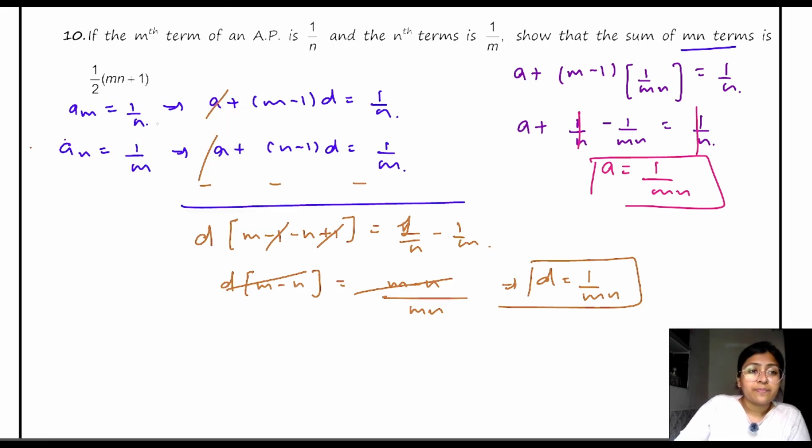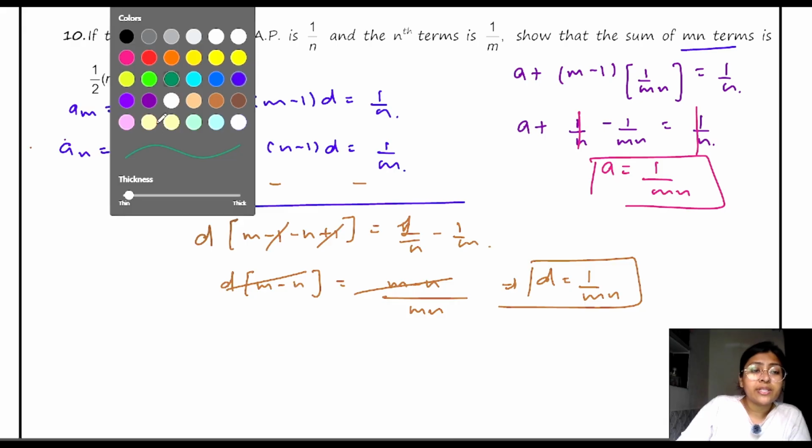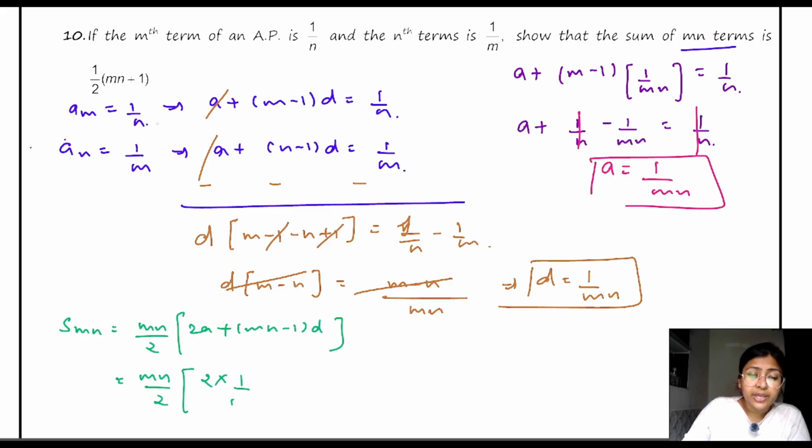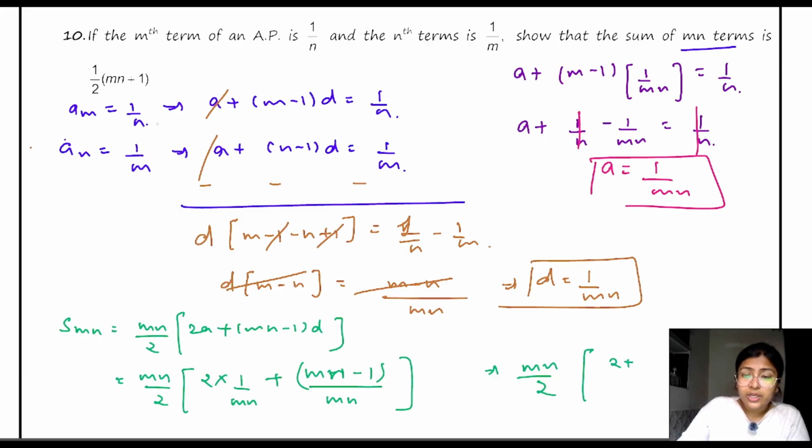Sum of mn terms. Sum of mn terms can be written as Smn. Smn is equal to mn over 2 bracket (2a plus (mn minus 1) into d). Okay, mn over 2 bracket 2 into a, that is 1 by mn, plus (mn minus 1) into d, whose value is again 1 by mn. Yes, simplifying this, mn over 2 bracket, taking LCM, so you will have (2 plus mn minus 1) whole over mn. This mn is cancelled by this mn.